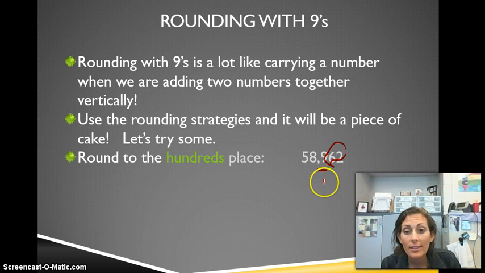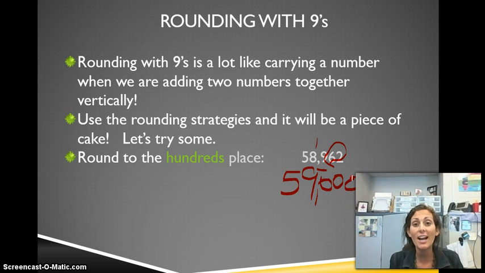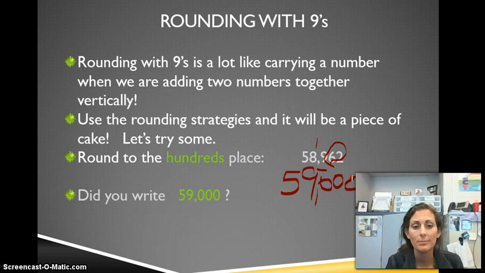So 9 becomes 10. So here's our 0, and I'm going to carry my 1. So 8 plus 1 is 9. So I have 59,000. That's a 0. The 6 is going to become a 0, and so is the 2. So we have 59,000. So it is a piece of cake. Just remember, it's like putting your 0 down and carrying your 1. Yay, we're right. Woohoo!